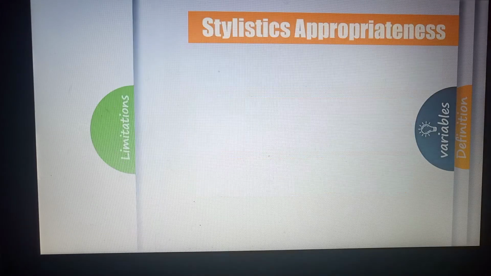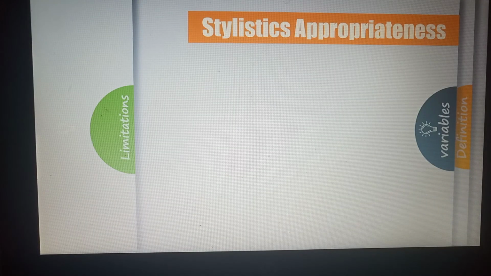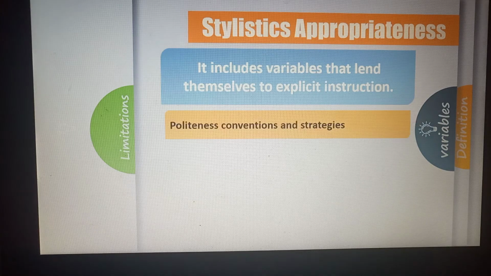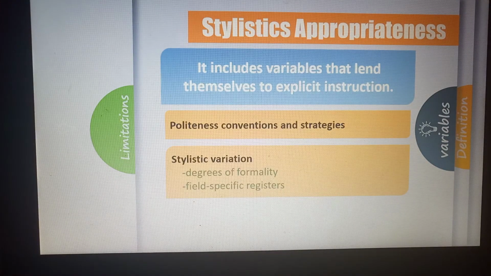The second category is the stylistic appropriateness factors, which includes variables that lend themselves to explicit instruction. The most important politeness strategies can readily be presented as language teaching input, and the main characteristics of various styles and registers can also be summarized and presented for the students.